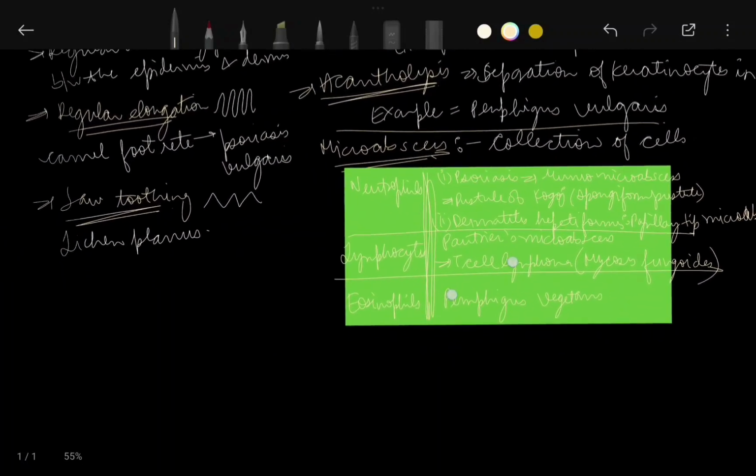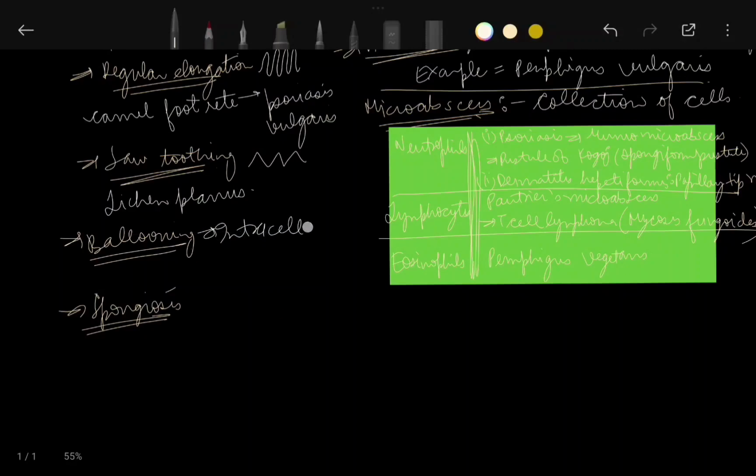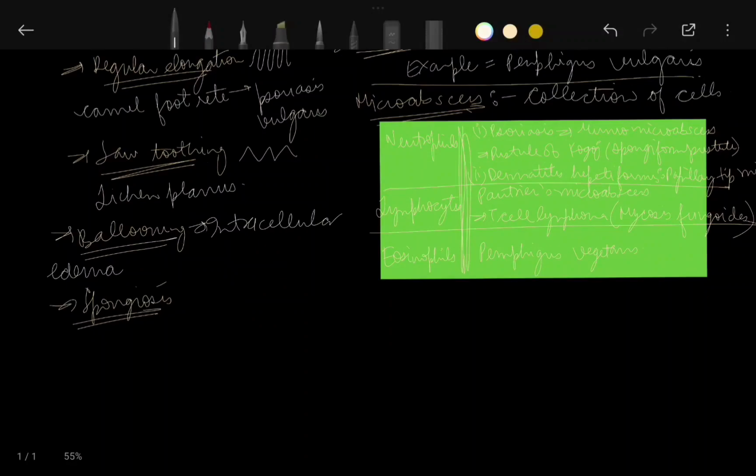Okay, till now we studied rete ridge elongation, sawtoothing, and microabscesses. Microabscess is just a collection of cells. And after this we have ballooning and spongiosis. In ballooning there is intracellular edema, that is why ballooning is there.